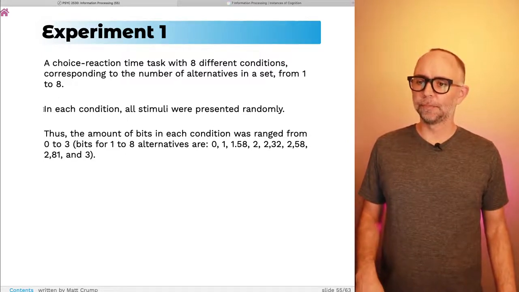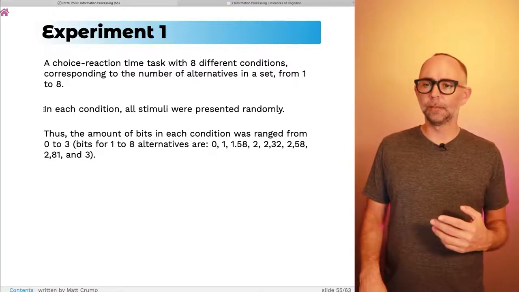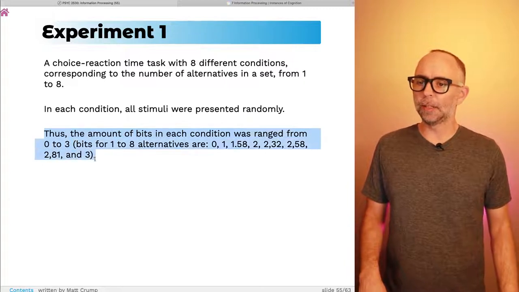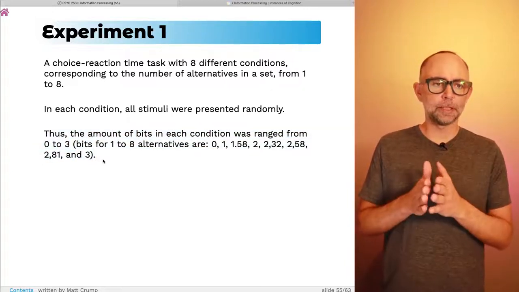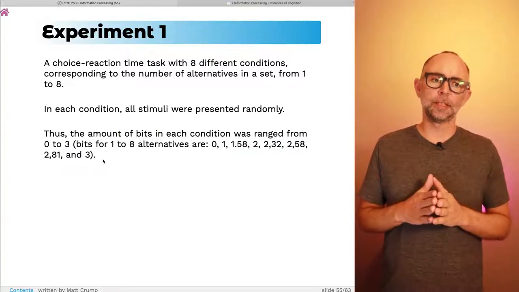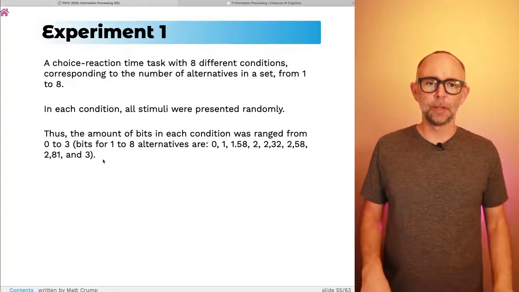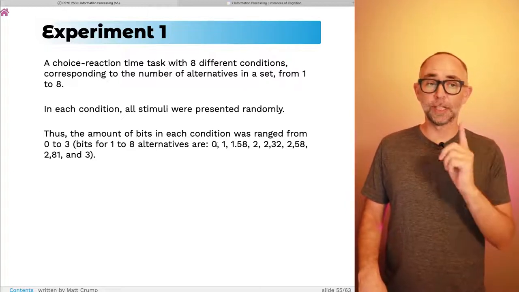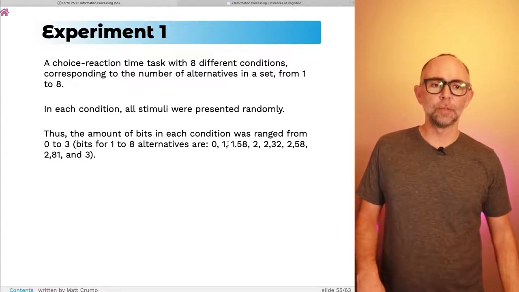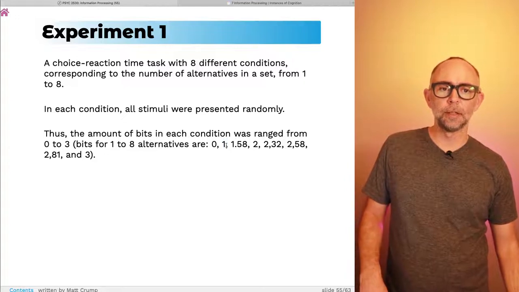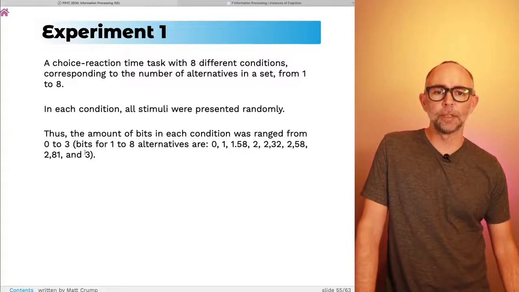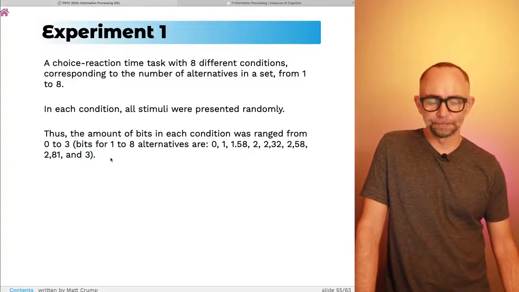In each condition, all the stimuli were presented randomly. And Hyman calculated the amount of bits required, which is a measure of how much information there is in these sets from one to eight. And that goes from zero. So if it's the same alternative every single time, there's no information, that's zero information. If there's two, there's one bit. You could calculate the bits for three. If there's four, there's two bits. And in between four and eight, all the way up, we get to three bits for eight.